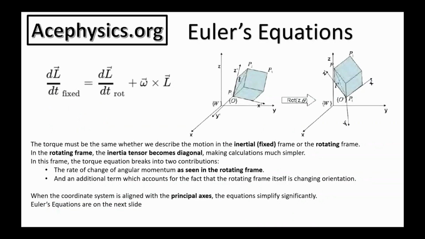Let's talk about Euler's equations. This equation tells us how angular momentum changes with time. That's also known as torque. On the left side, we have the derivative of angular momentum with respect to time in the inertial frame. That's this fixed coordinate system, x, y, z.